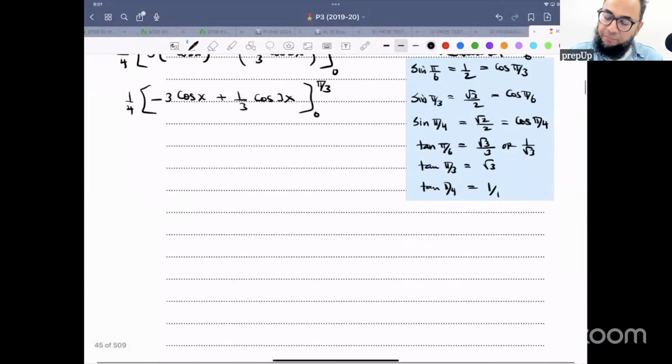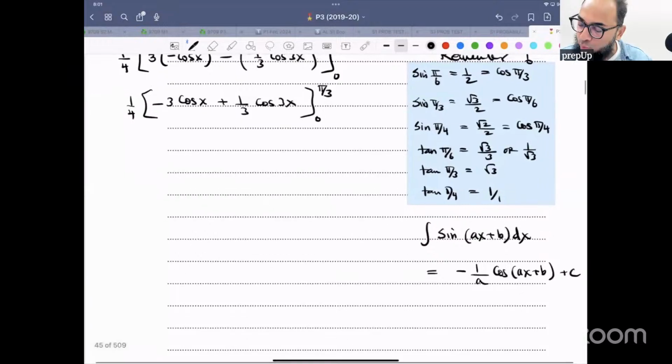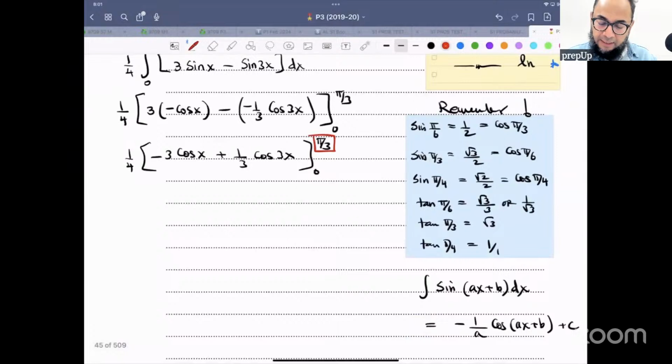We know this thing, that integral of sine ax plus b dx, that is negative 1 over a cosine ax plus b plus a constant of integration, which is not applicable because this is with limits. Now let me focus on the upper limit, that is pi by 3. So this is negative 3 cosine pi by 3. This is 1/3 cosine 3 times pi by 3, which is pi. All good? Let me put a big bracket on the outside.